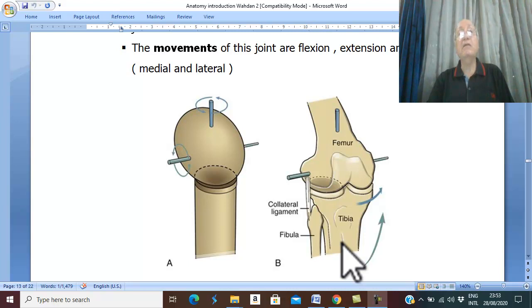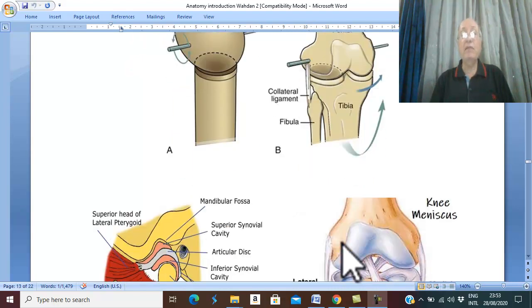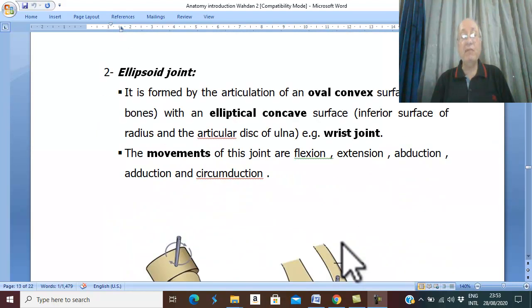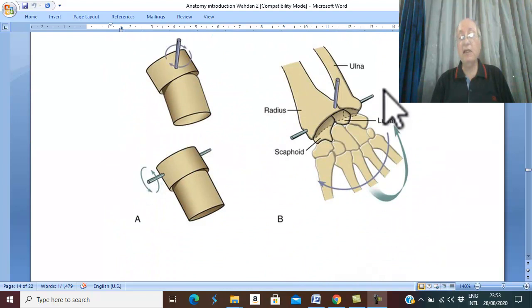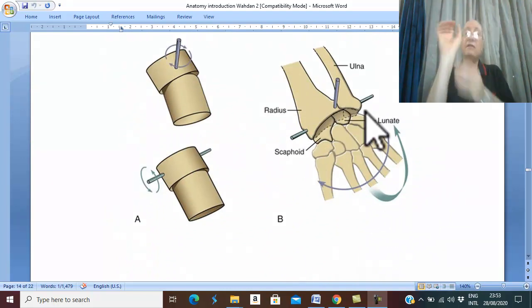There is another biaxial joint that moves around two axes, called the ellipsoid joint. The typical example of an ellipsoid joint is the famous joint in this area, which is called the wrist joint. What happens in the wrist joint? How is this ellipsoid joint formed?